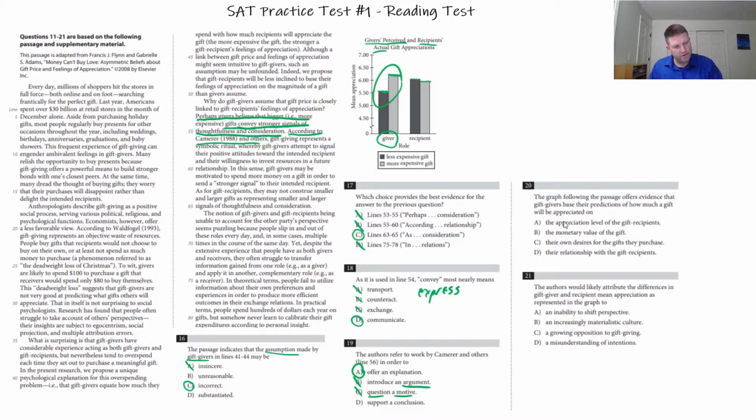So if you look at these, which one basically spells that out? The appreciation level of the gift recipients. So we'll go back to the question here. Which offers evidence that gift givers base their predictions of how much a gift will be appreciated on? So the appreciation level of the gift recipients? No. The monetary value? Yes, because they're saying a more expensive gift would be more appreciated.